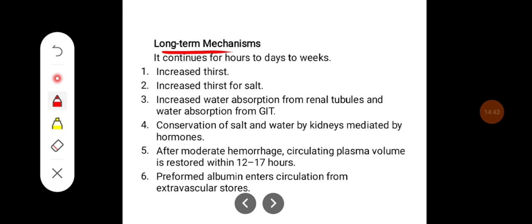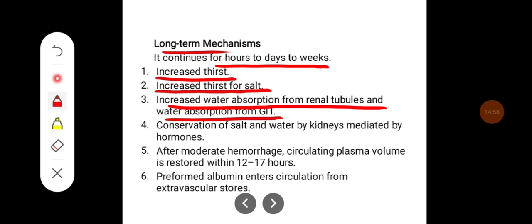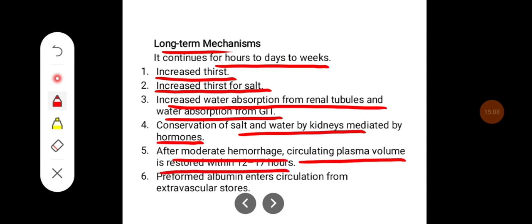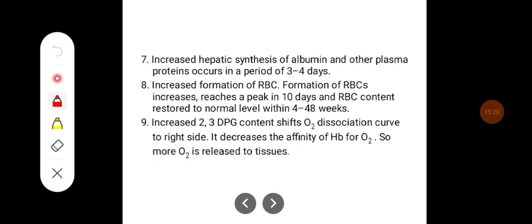The long-term mechanisms continue to act for hours to days, sometimes weeks. These include an increase in the thirst for salt, increased water absorption from the renal tubules and from the GIT, and conservation of salt and water by the kidneys mediated by hormones. After moderate hemorrhage, the circulating plasma volume is restored within 12 to 17 hours. Preformed albumin enters the circulation from the extravascular store to increase the extracellular fluid volume. Increased hepatic synthesis of albumin and other plasma proteins occurs over a period of 3 to 4 days.